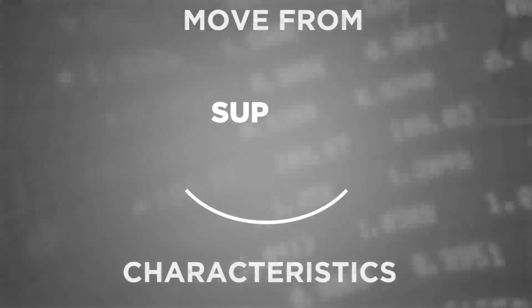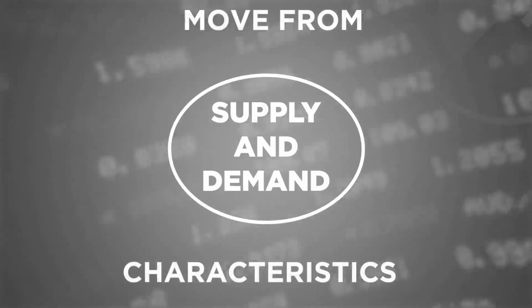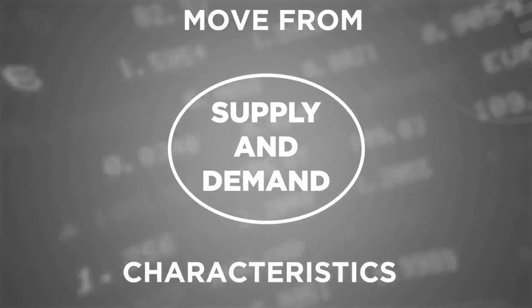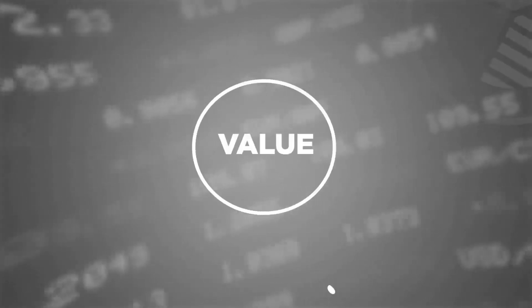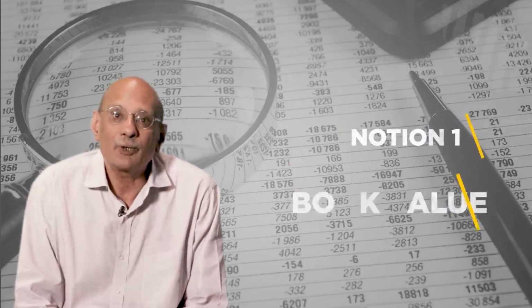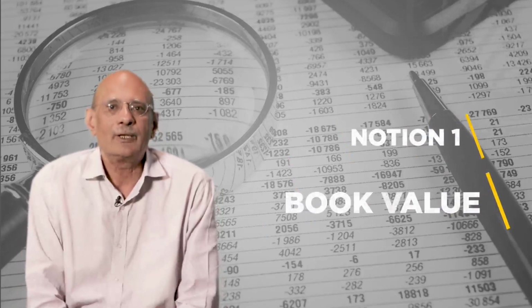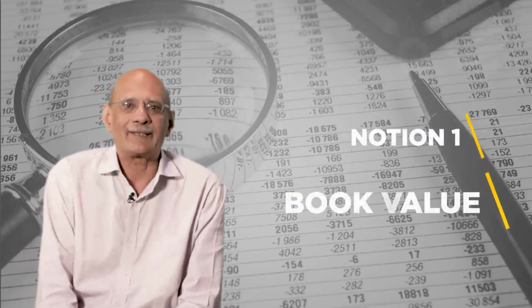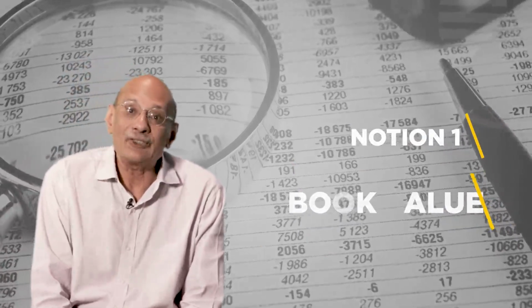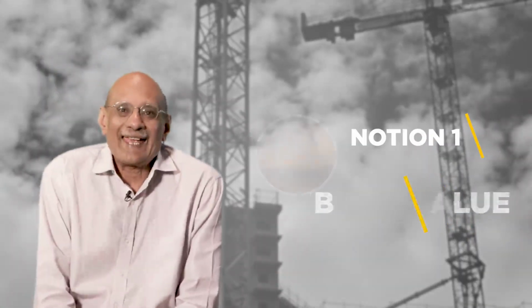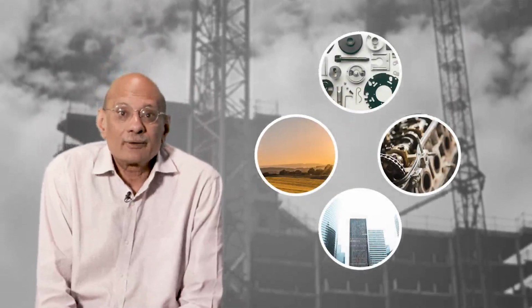Said another way, we now move from the supply and demand characteristics that affect prices, which is what we saw in those charts, to what creates value. Let's look at notions of value next. One of the oldest notions of value is book value. Book value refers to the value at which an asset is carried on a company's balance sheet. Think of things like land, buildings, machinery, equipment needed to make stuff.